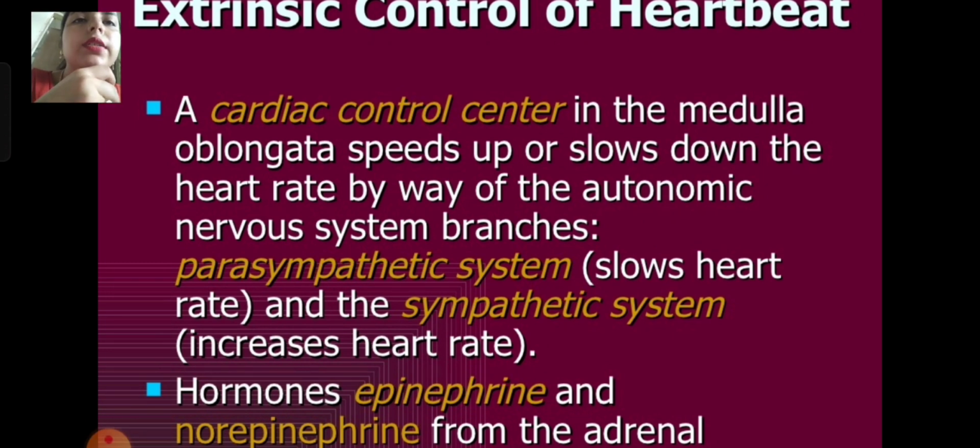In today's class, I discuss the extrinsic control of heartbeat. A cardiac control center in the medulla oblongata speeds up or slows down the heart rate by way of the autonomic nervous system branches. The parasympathetic system slows the heart rate and the sympathetic system increases the heart rate. Hormones epinephrine and norepinephrine from the adrenal.